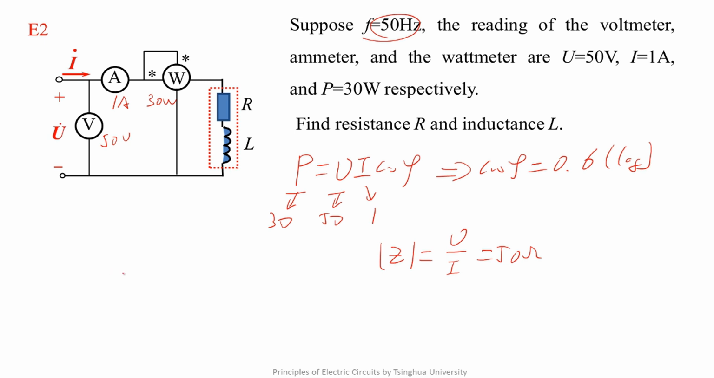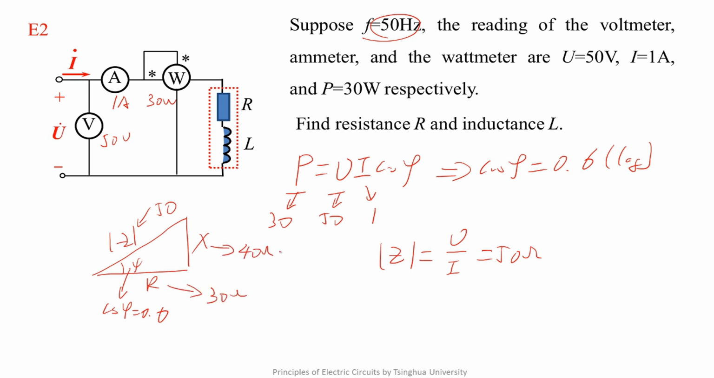We draw the impedance triangle. We know the modulus is 50 and the cosine phi is equal to 0.6. It's easy to know that the resistance is 30 ohm and the reactance is 40 ohm. We also know that X equals omega L. Substituting f equals 50 Hz into it, we know that the inductance is 0.127 Henry. That's the analysis of the whole circuit completed.